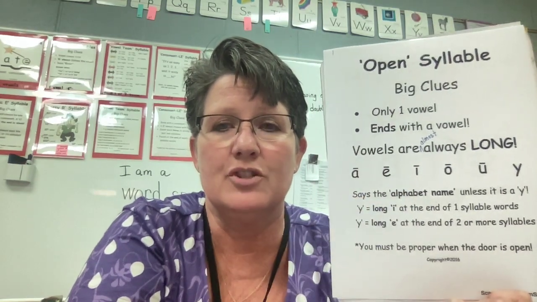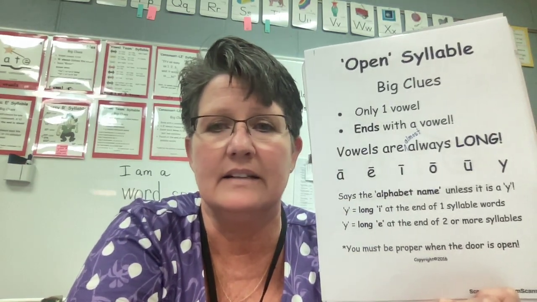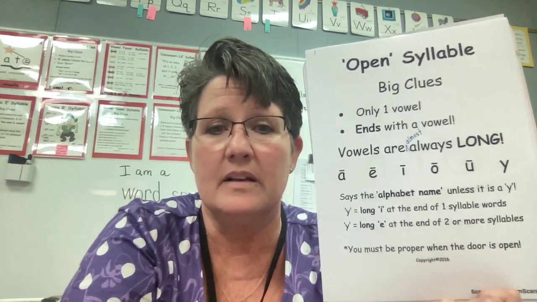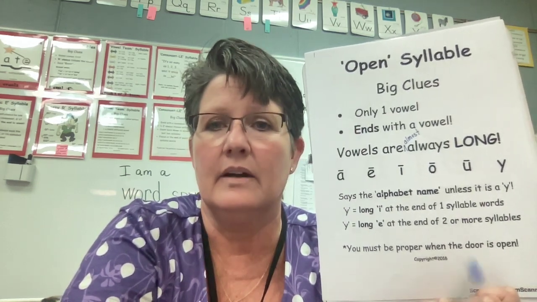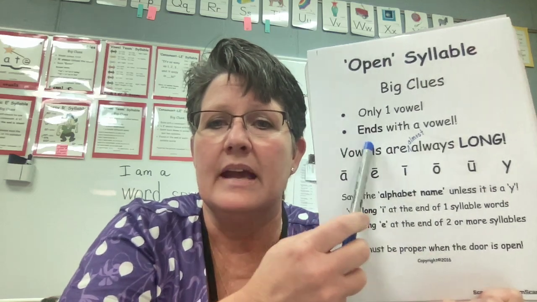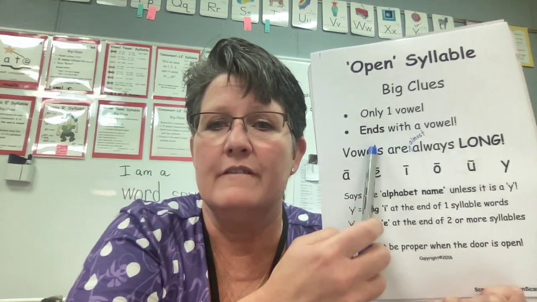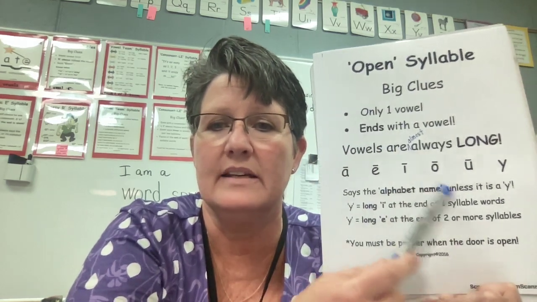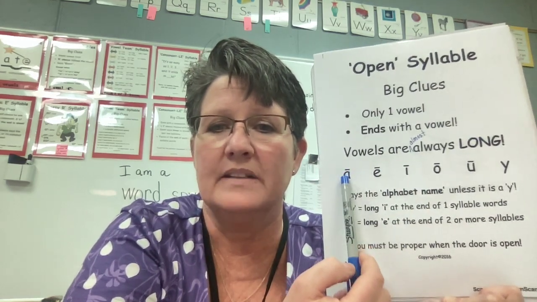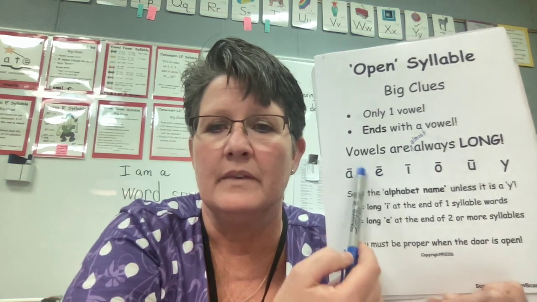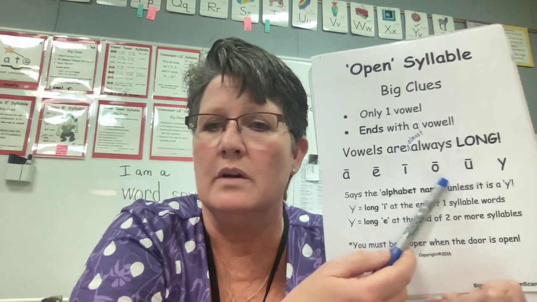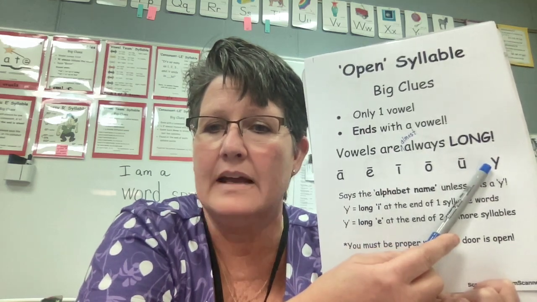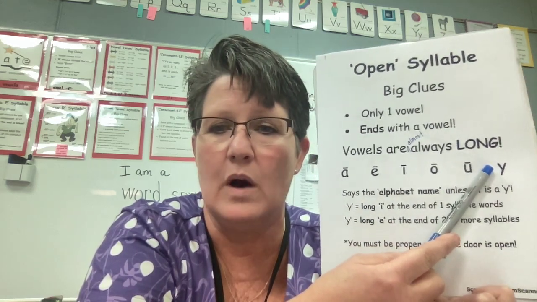So if you have the word tree, that double E is not considered an open syllable. That is considered something completely different because double E says E. That's a vowel team. And it ends with a vowel. Vowels are almost always long. And when we say these, we have A says its name, E, I, O, U, and this one is going to say either I or E. It's never going to say Y.